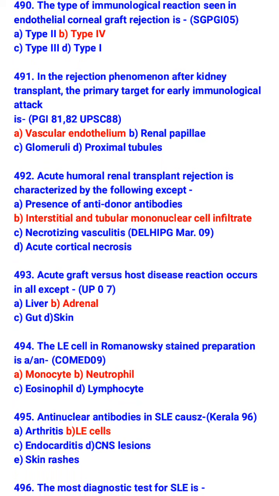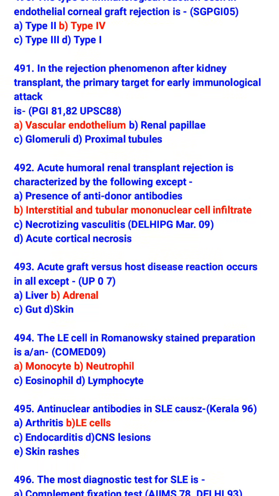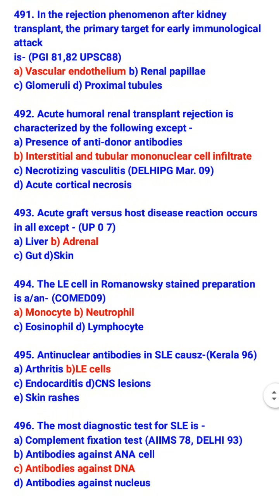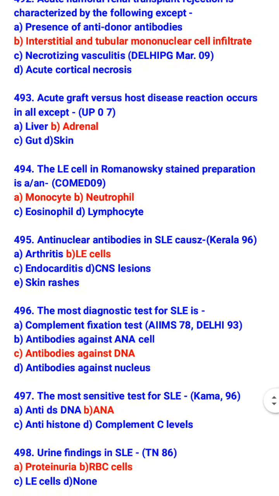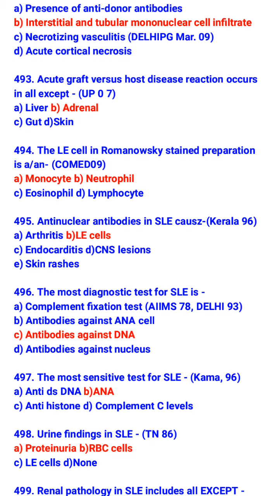So what is seen in acute humoral renal transplant rejection? Presence of anti-donor antibody, necrotizing vasculitis and acute cortical necrosis. Acute graft versus host disease reaction occurs in all except adrenal. So it occurs in liver, gut and skin. The LE cell in Romanovsky stained preparation is monocyte neutrophil. Antinuclear antibody in SLE cause LE cell.